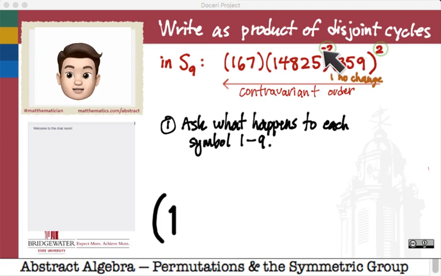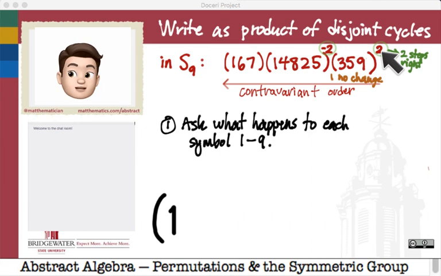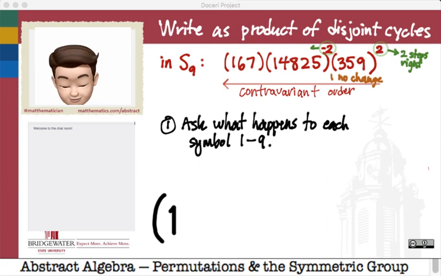But this is not just the inverse. This is the inverse applied twice. So what's the shortcut? The shortcut is that instead of taking 1 step forward or backward in this cycle, I'm going to take 2 steps. So when this 3 cycle is applied twice, I'm going to take 2 steps to the right in my cycle. So 3, for example, is going to go not to 5, but to 9 when this cycle acts twice. Here, because I'm doing the inverse twice, I'm going to be taking 2 steps to the left every time I apply this cycle.